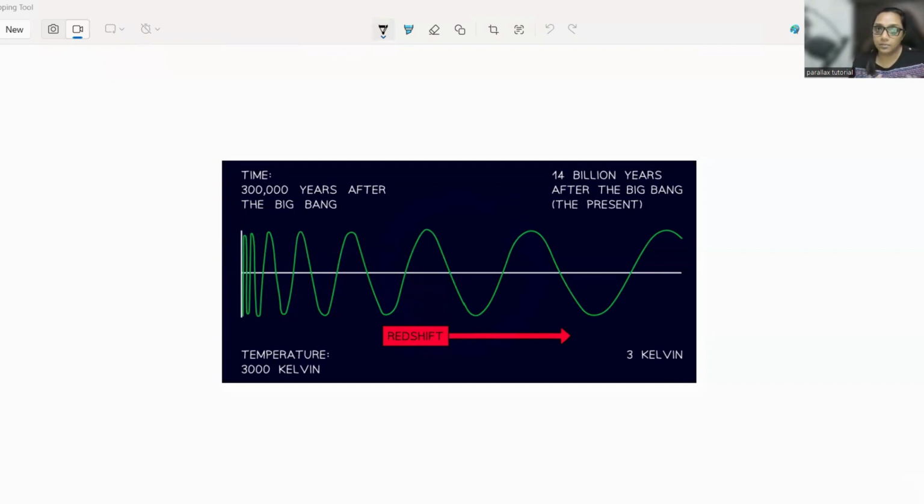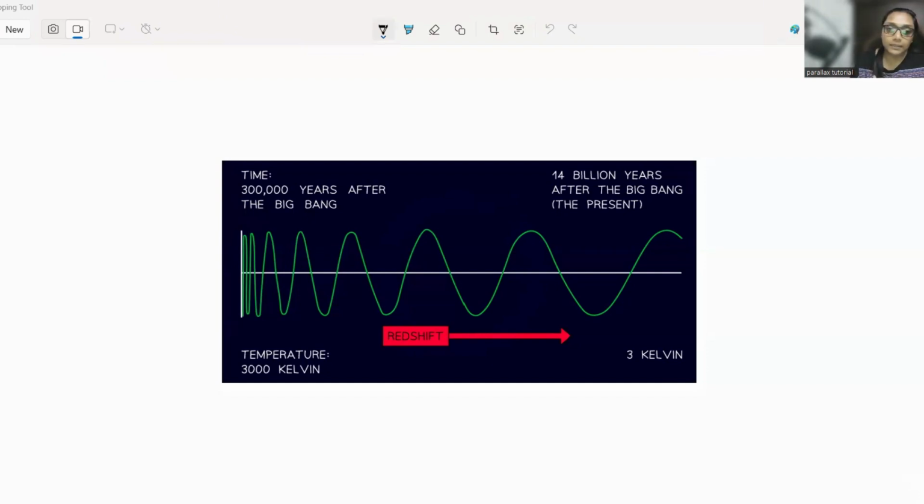The wavelength currently measured is in the region of the microwave, around 1 millimeter. Therefore, it is called cosmic microwave background radiation. It is observed that this radiation exists in the microwave region of the electromagnetic spectrum, and it is coming from all directions. It is generally at around 2.73 Kelvin. That's the temperature.